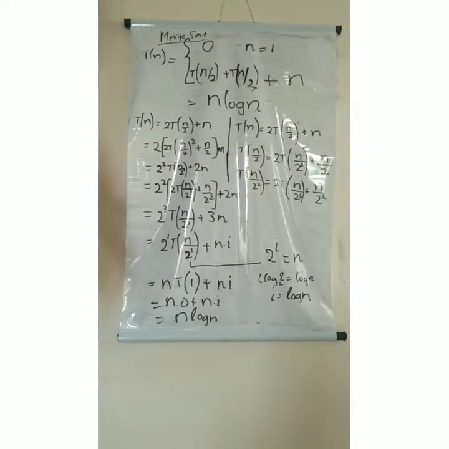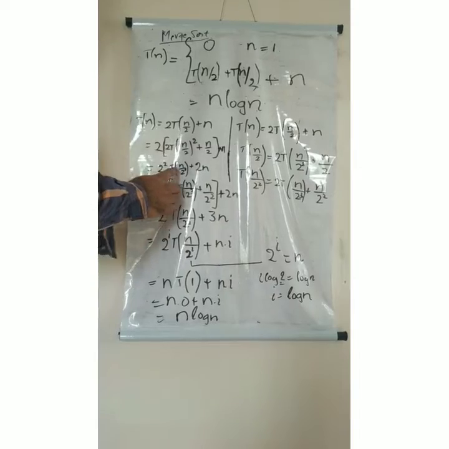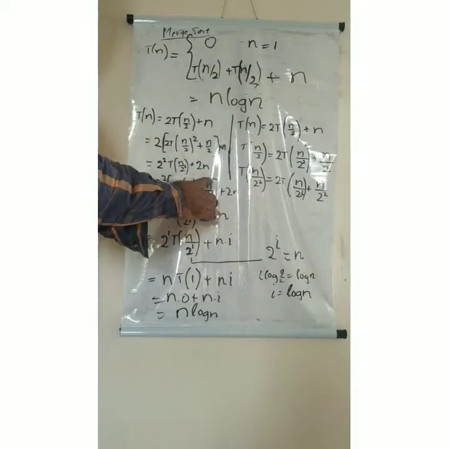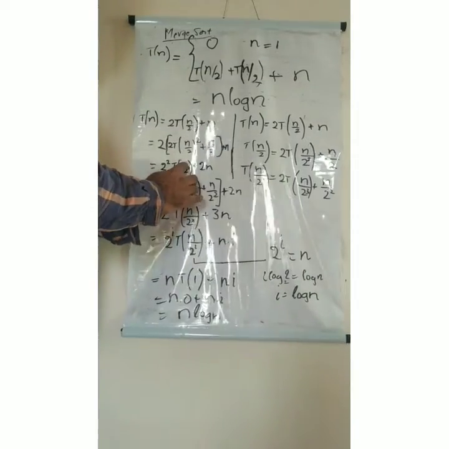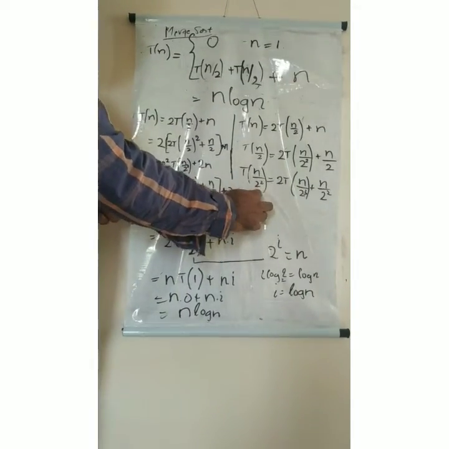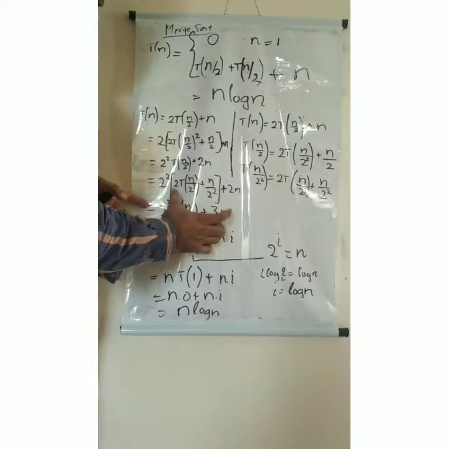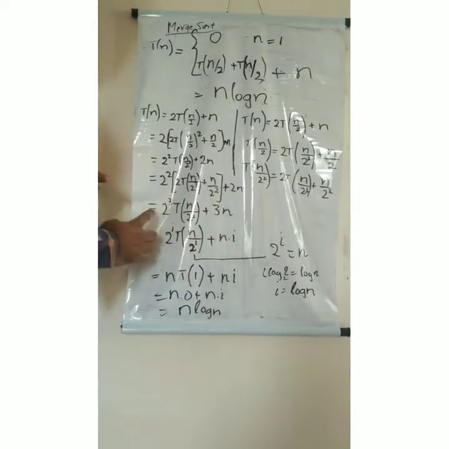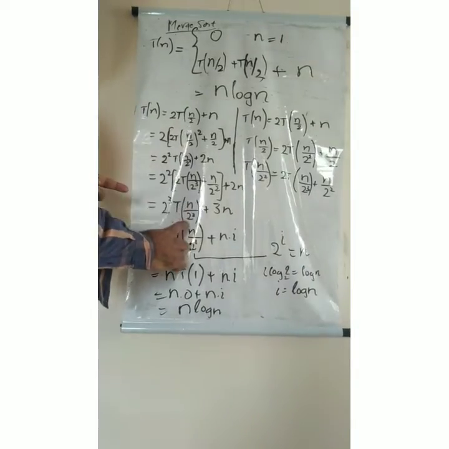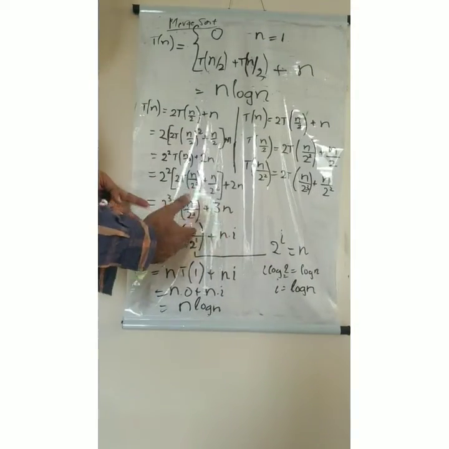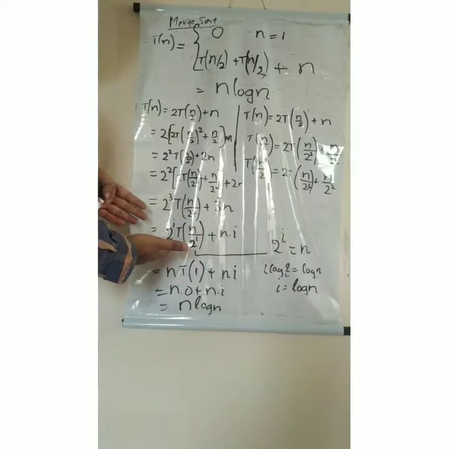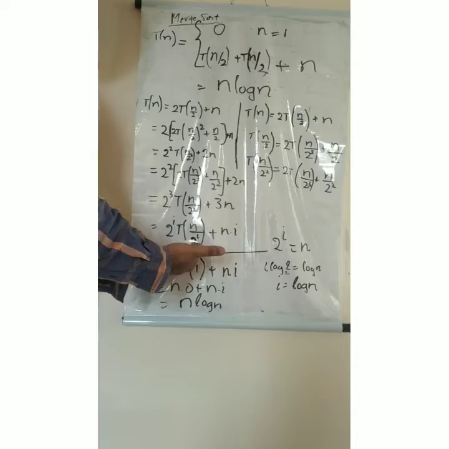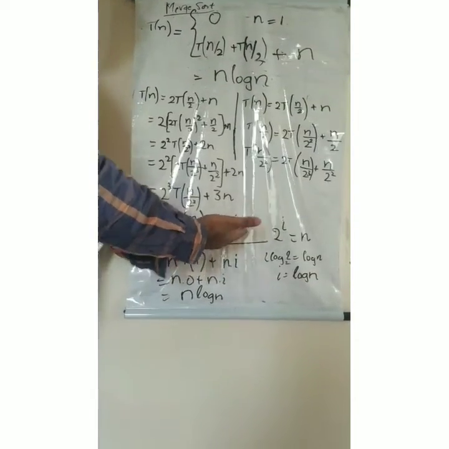So this becomes 2 square t of n by 2 square plus 2n. Now we know the value of 2 square t of n by 2 square, so substitute this value here, the same way. So we get 2 cube t of n by 2 cube plus 3n. Similarly, the general condition is 2 to the power of i t of n by 2 to the power of i plus i n.